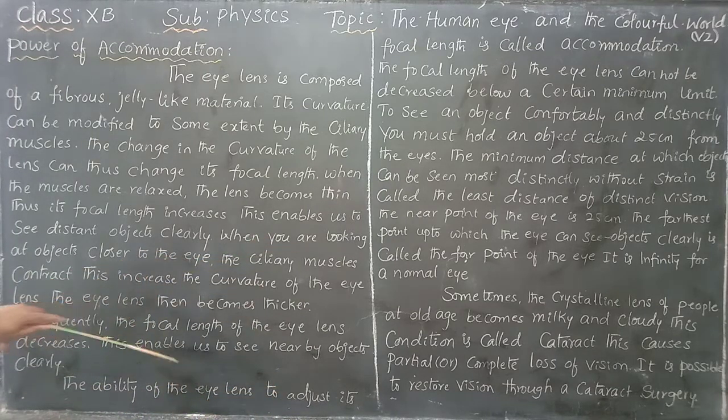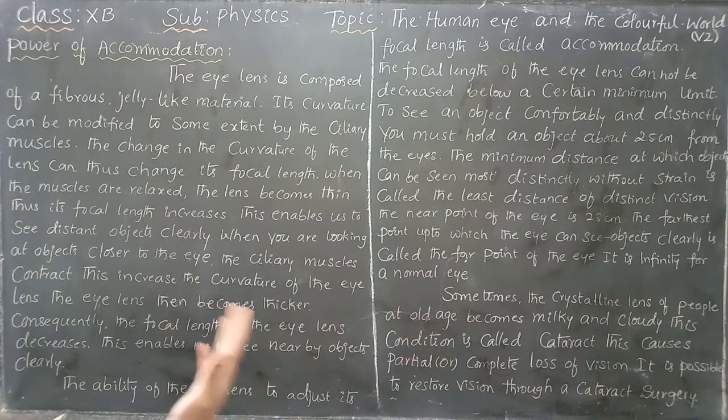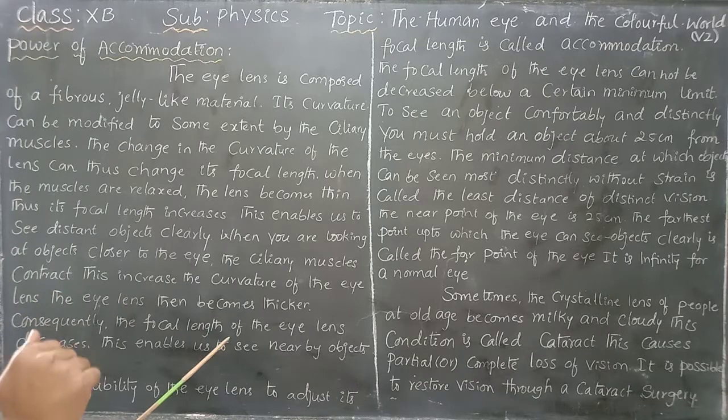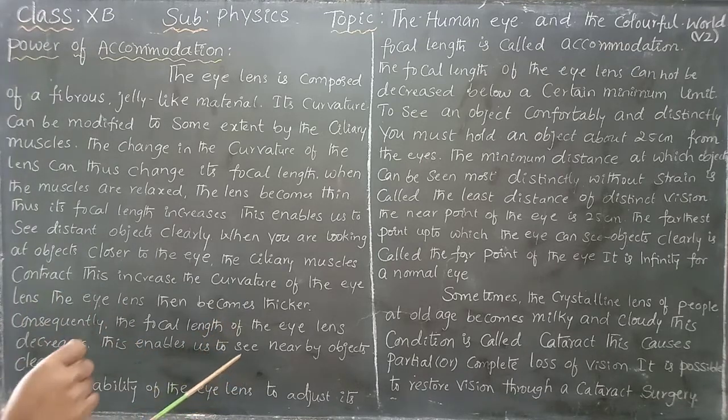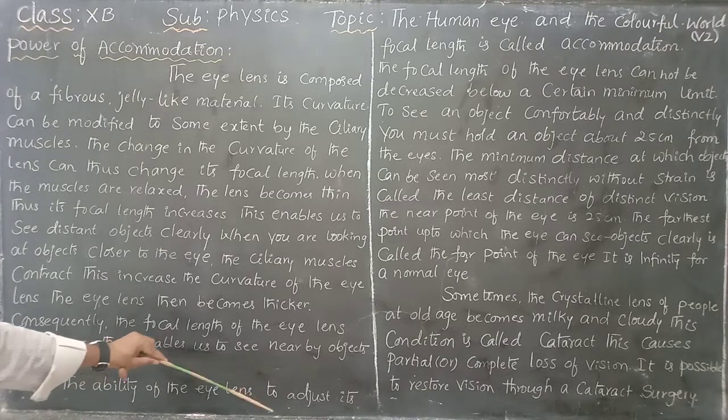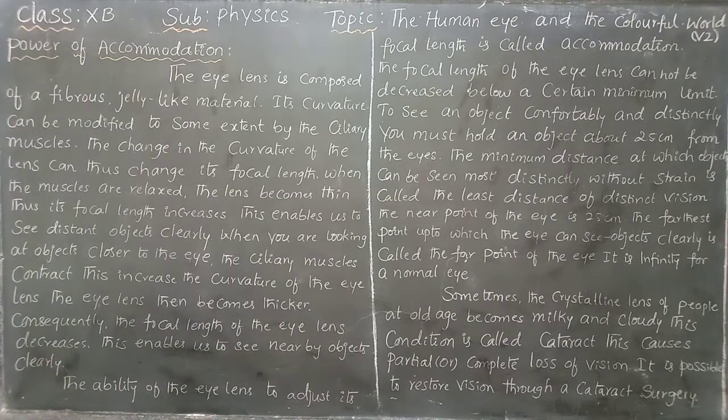When you are looking at an object closer to the eye, the ciliary muscles contract. Both ends of the ciliary muscles will contract. This decreases the radius of curvature of the eye lens, so the focal length decreases because the lens becomes thicker. Consequently, the focal length of the eye lens decreases. This enables us to see the nearby object clearly.